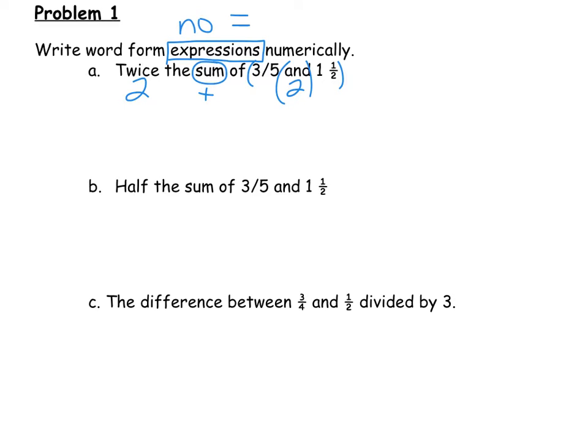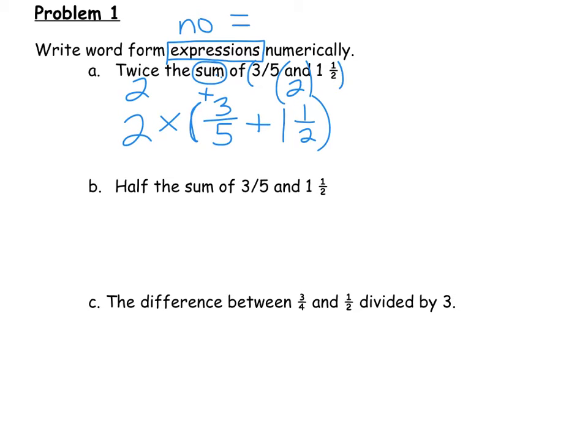Okay, so twice means I'm multiplying, and then sum means I'm adding. So I have to find the sum first, so I have to add first. That's why I'm putting it in parentheses: 3/5 plus 1 1/2. So I have to do what's in parentheses first and then multiply times 2 because I have to find the sum first. So that's all I have to do. I don't have to solve because it says find the expression, no equal sign.